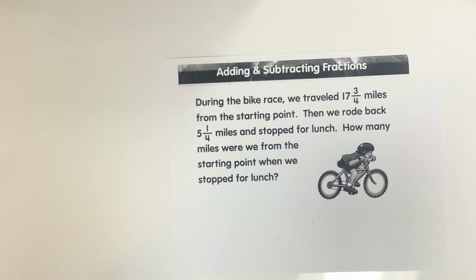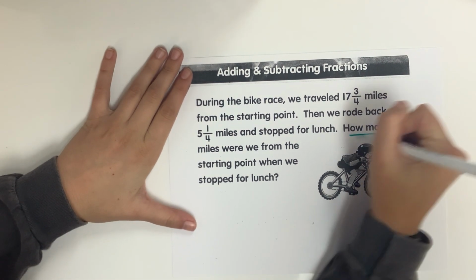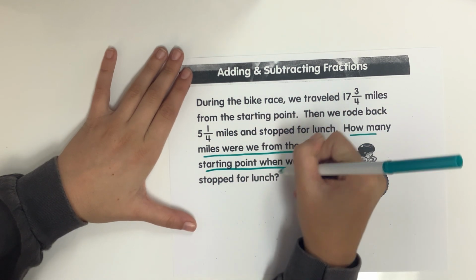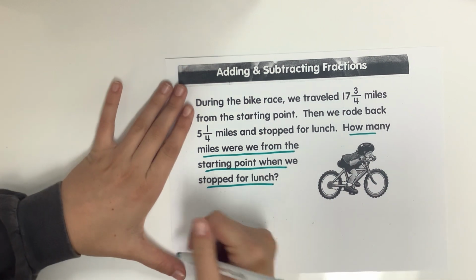Okay, so hopefully you have an answer. I'm going to start by reading the problem. So during the bike race, we traveled 17 3/4 miles from the starting point. Oh, wow, this is kind of confusing. Then we rode back 5 1/4 miles and stopped for lunch. How many miles were we from the starting point when we stopped for lunch? Okay, let me really reread this question slowly and think about what they're asking. How many miles were we from the starting point when we stopped for lunch?